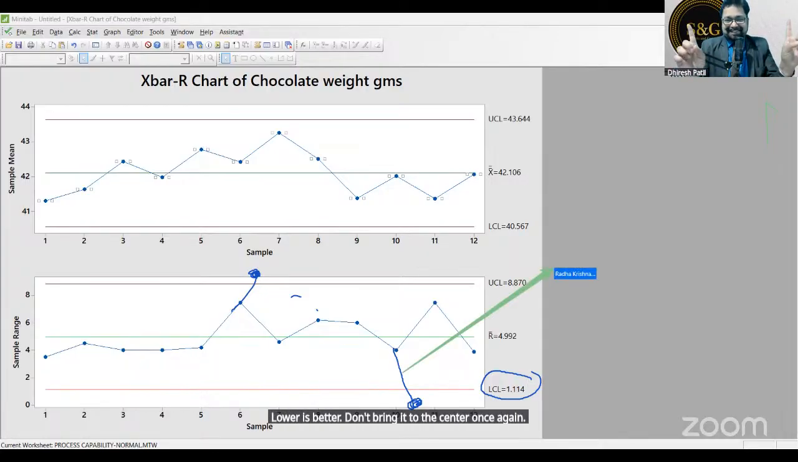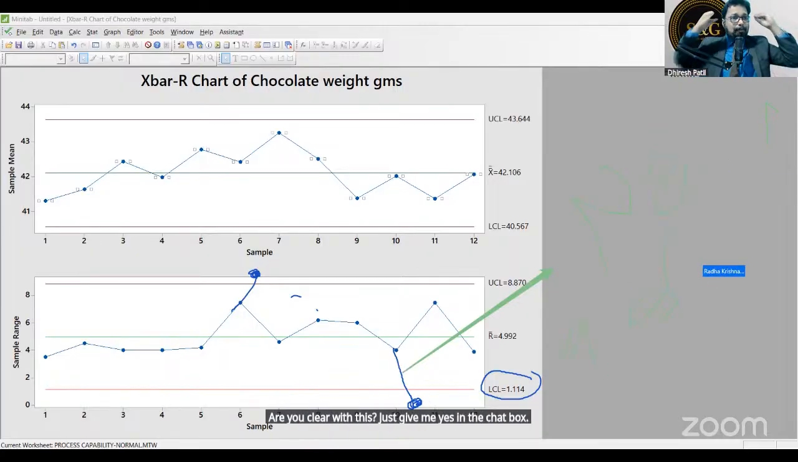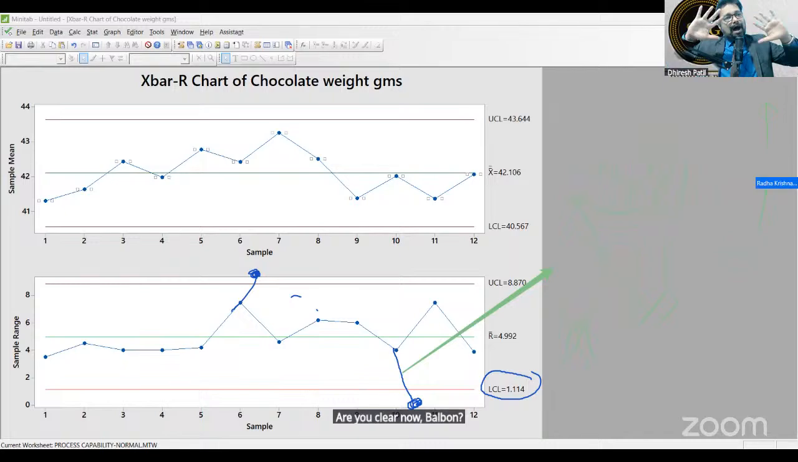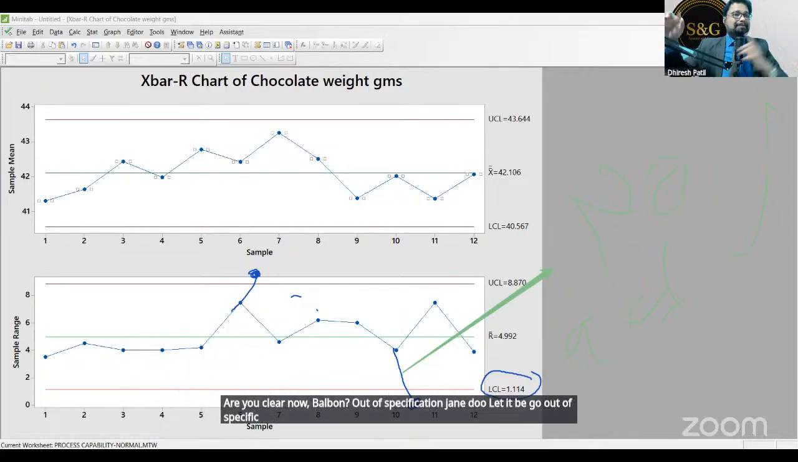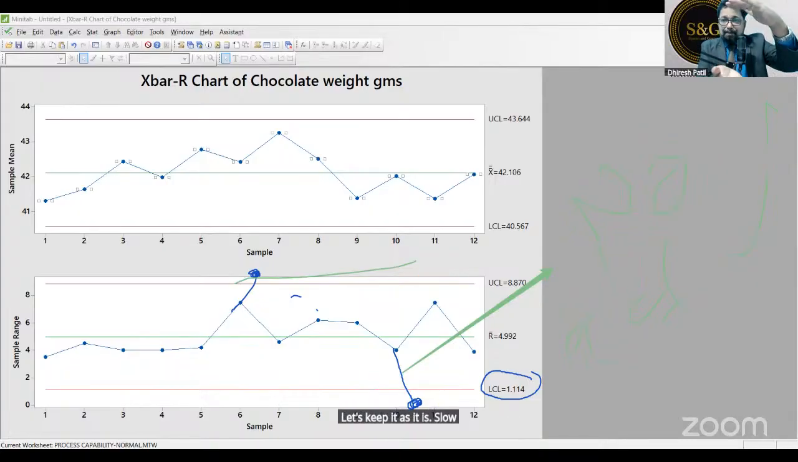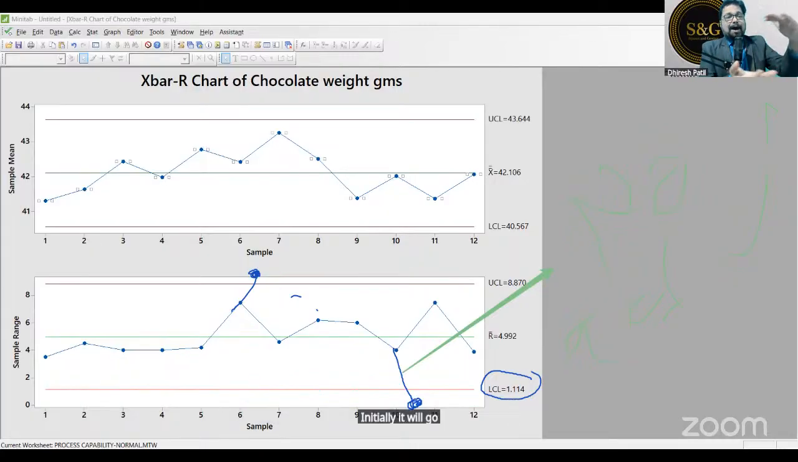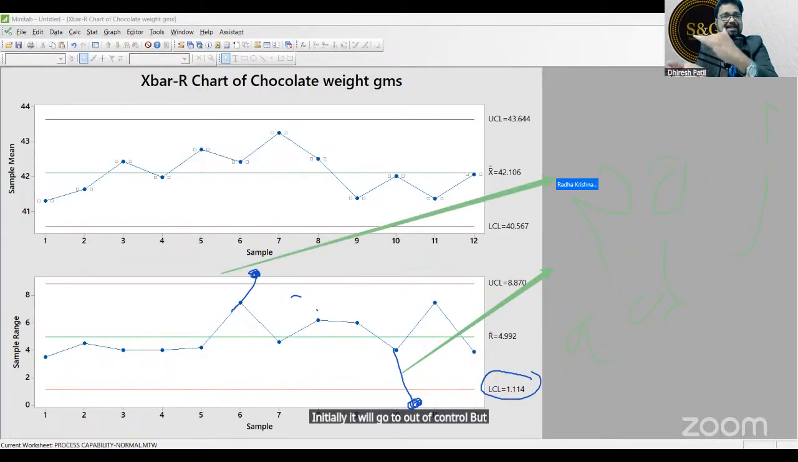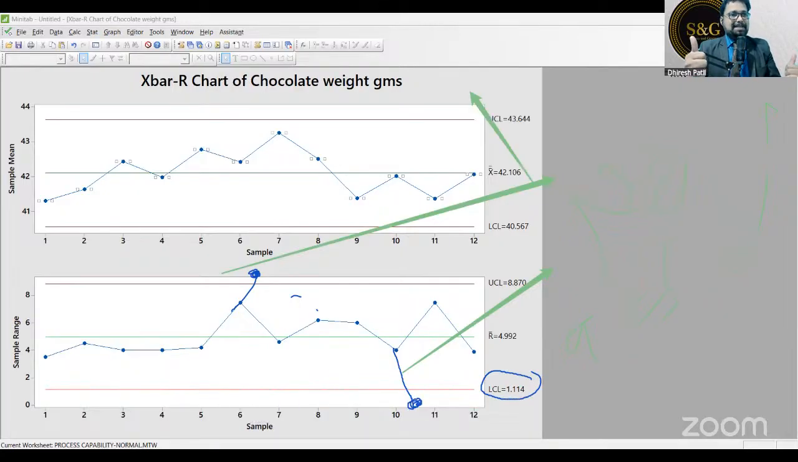Are you clear with this? Just give me yes in the chat box. Are you clear now? Yes, let it go out of specification. Let it go out of specification. Don't take any action. Let's keep it as it is. Slowly after some time, the process will get stable at that level. Initially, it will go out of control, but slowly the range will get stabilized. Clear? Just type yes in the chat box.